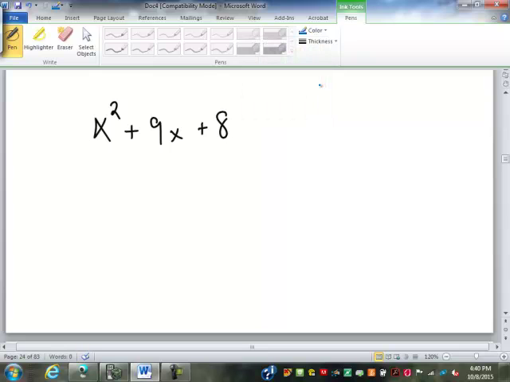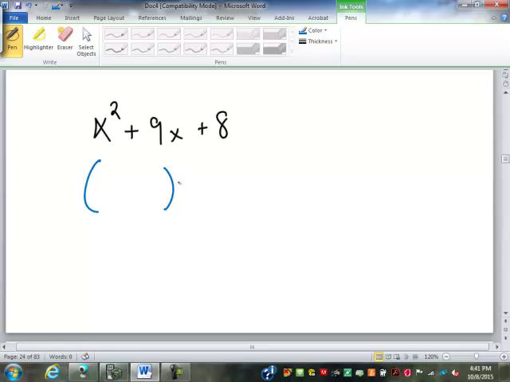So we go to factor this. Any greatest common factor? Any common factors, period? No, there's not. No common factors, right? Because this is a 1 here, so there's no numbers, and there's no x in this one, so there's no variables. So there's no common factor.